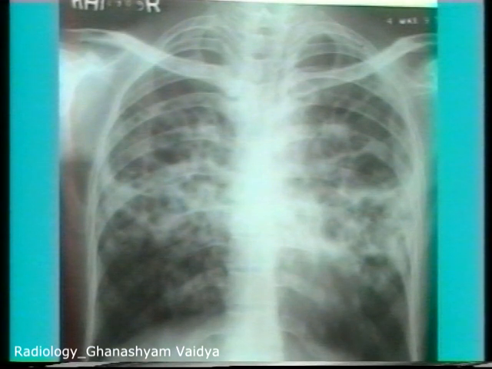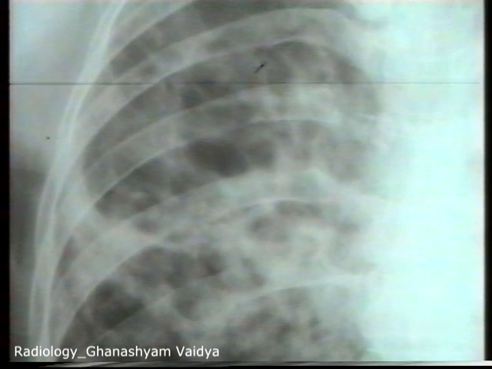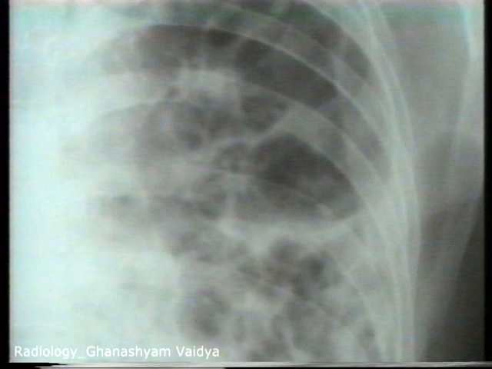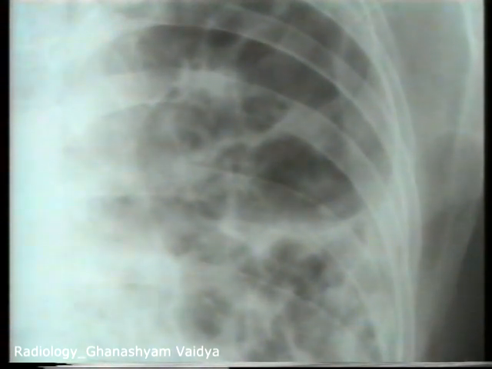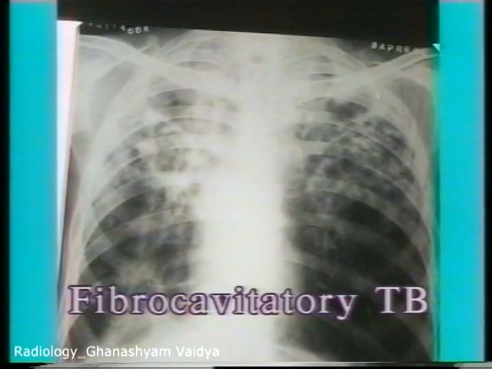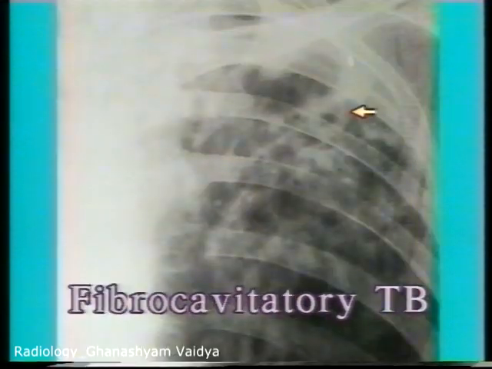This X-ray shows a fibrocavitary lesion in the mid zones. Note the dense streak-like shadows of fibrosis with cavities in between. In this X-ray, we see advanced fibrocavitary lesions on both the sides. Note the very dense and sharply defined shadows of fibrosis on both sides. And on the left side, amidst the fibrosis, the arrow points to one of the small thick-walled cavities.